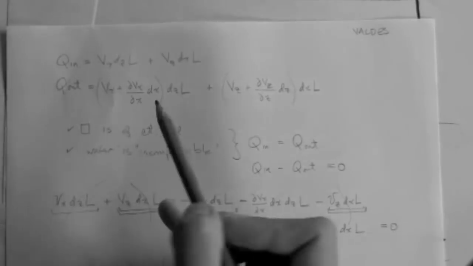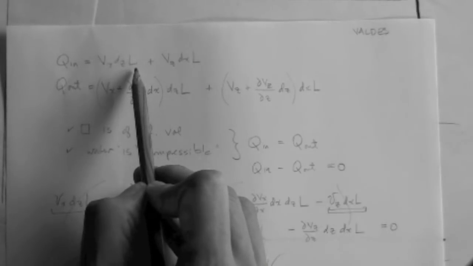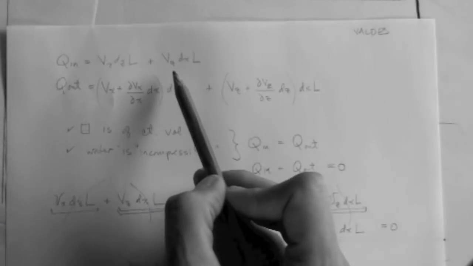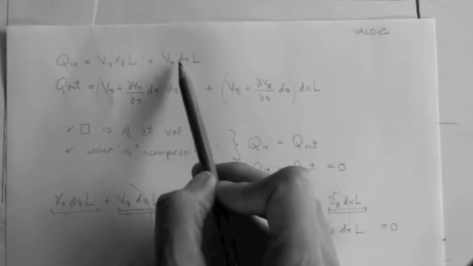Okay, so let's begin with the derivation. Q in. What is the flow rate coming into the point or the element? Point and element are the same. Well, Q is equal to velocity times area. We already defined the areas, right? So in the x direction, the velocity of the fluid coming in is Vx, and the cross-sectional area, as we described before, is dz L. In the z direction, the velocity of the fluid coming in is Vz, and the area associated with that velocity is dx L.